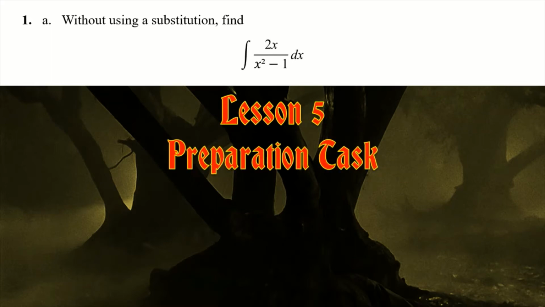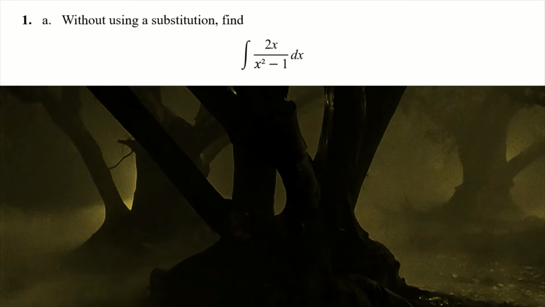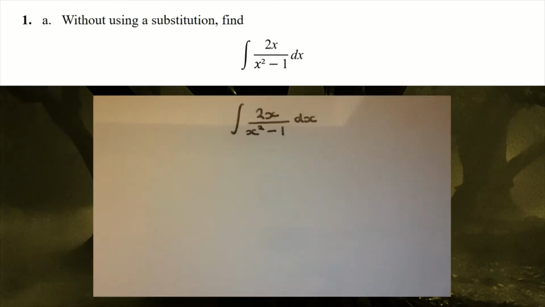Okay, so we're starting with 1a obviously, and without using a substitution, so some other means, can you integrate 2x over x squared subtract 1 with respect to x? Okay, so please pause the video and try it. Okay, let's have a look at the solution.